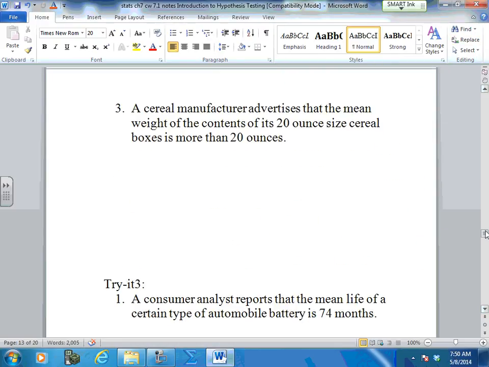because you really don't see how we use a tail yet. A cereal manufacturer advertises that the mean of its 20-ounce cereal is more than 20 ounces. So mu is more than 20. Is this H0 or HA? HA. What tail test are we going to have? A right tail test. Good. What's the H0? Good. Less than or equal to 20.